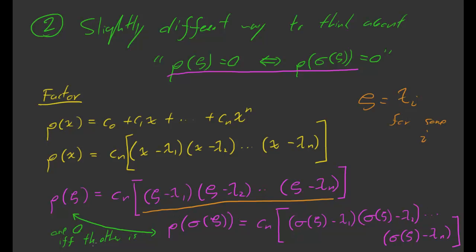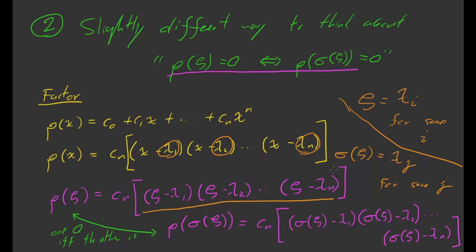Okay, but we know that p of zeta is 0 if and only if p of sigma zeta is equal to 0. So that means that this product is 0 too. And that tells us that sigma zeta must also be equal to lambda j for some j, say. So sigma zeta is also one of these lambdas. So both zeta and sigma zeta have to be one of these lambdas. They might not be the same one, right? Zeta might be lambda 1 and sigma zeta might be lambda 15 or something like that. But they both have to appear as lambdas.